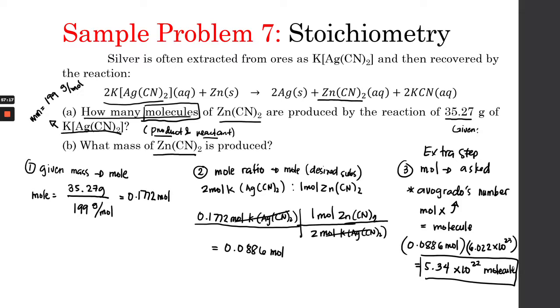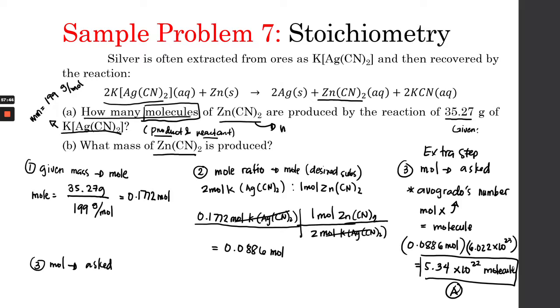If you want to know how many molecules of ZnCN2 you have, that is another part of step 3, mole to the ask. In this case, this is for letter A. What we're looking for is letter B. What is the mass? Now we can use this mole and the molecular mass of Zn.